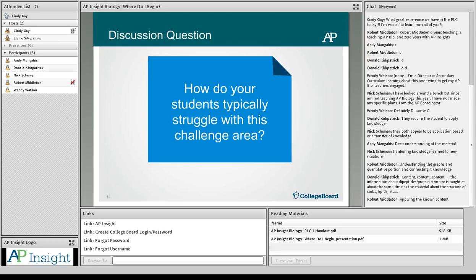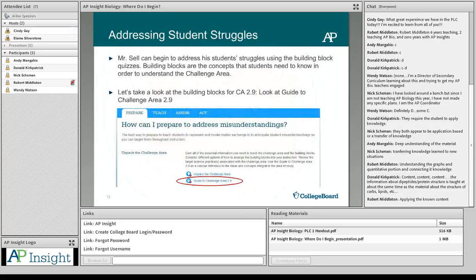So as we think about Mr. Cell, Mr. Cell's been busy teaching some content around macromolecules and their monomers and their polymers and how they work together and are used by living organisms and built up and returned. And so Mr. Cell's student struggles actually, not his, can really be assessed by using a building block quiz.